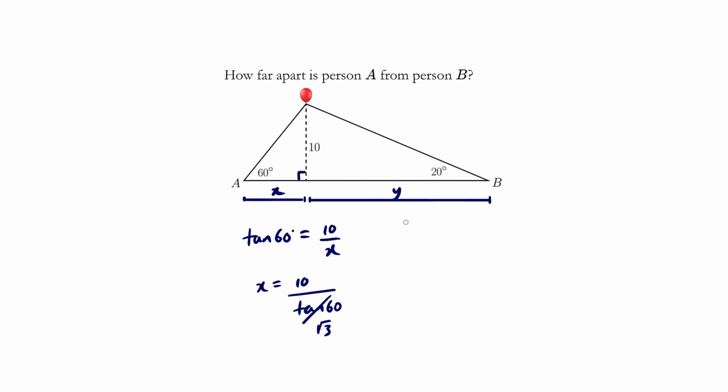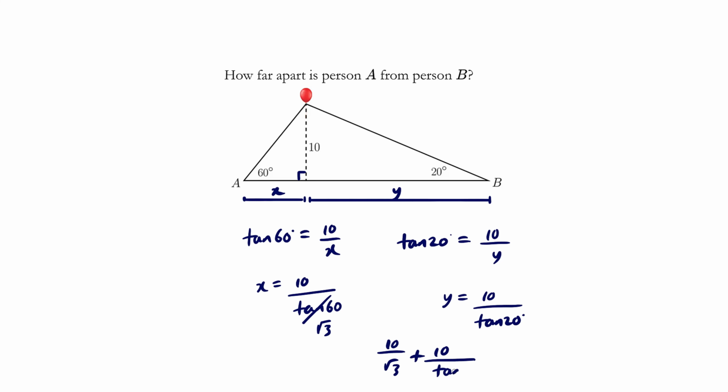Now what is y? Opposite over adjacent. We have tan 20 degrees is equal to opposite over adjacent, y. Similarly, y is equal to the numerator divided by the other side. So the total distance now is 10 over root 3 plus 10 over tan 20. And now you can evaluate this using a calculator.